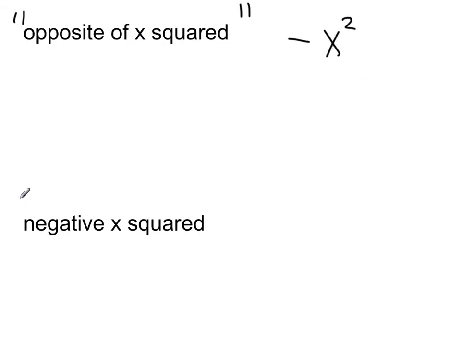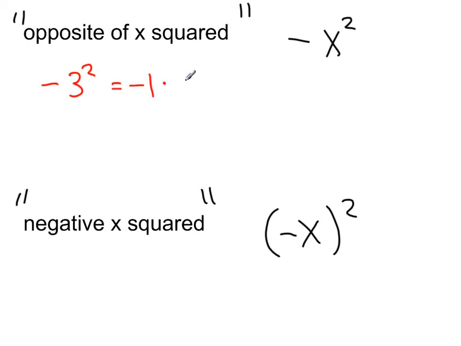Negative x squared is read much differently. We read that as negative x, that thing being squared. Now you might be thinking, that's the same thing, Miss B. It does not change it. Well, let me give you an example. Let's say I have the opposite of 3 squared. The way this is really read is we have negative 1 times 3 squared. Well, 3 squared is 9, and we have negative 1 times 9, which gets us negative 9.